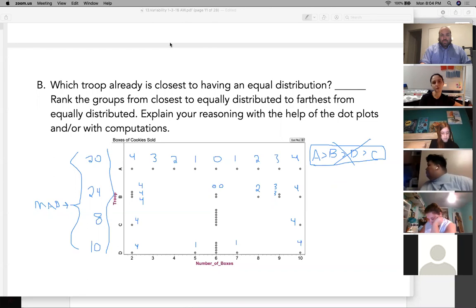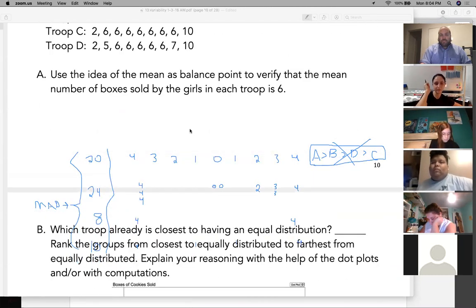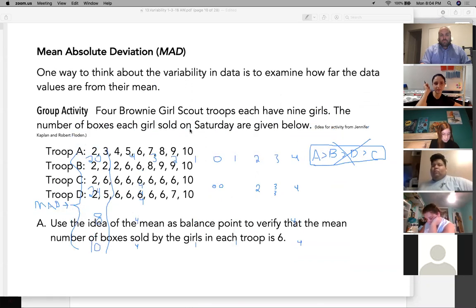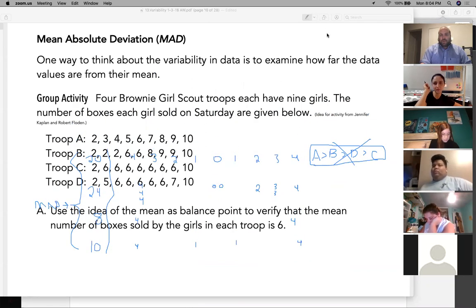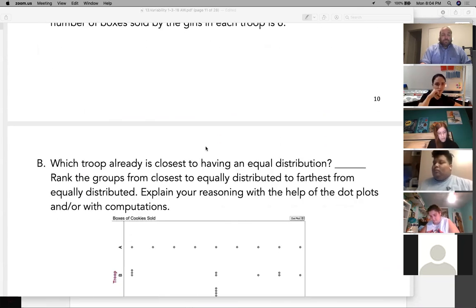Sorry, I had a question. Does finding the mean absolute deviation help with your ranking though? Well, we'll see. Let's go ahead and we'll see.